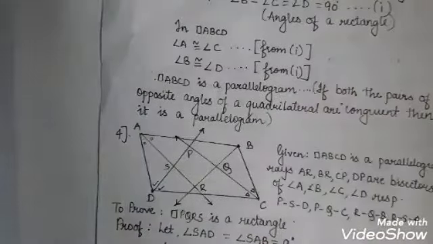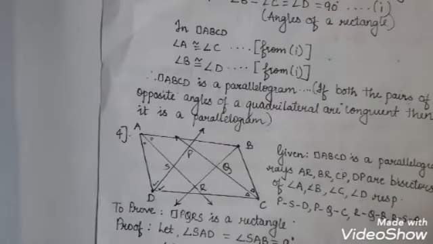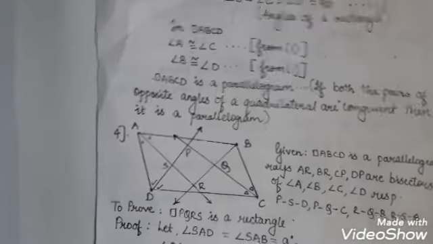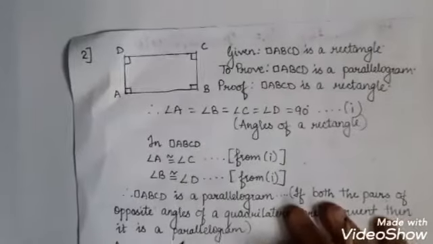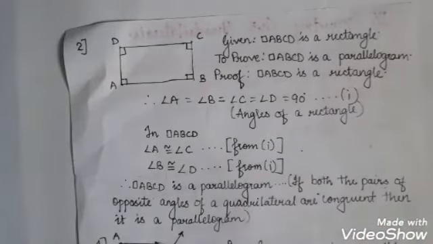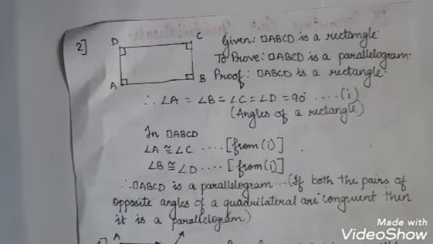Let's see the second sum. Using the opposite angle test for parallelogram, prove that every rectangle is a parallelogram. Now what is given? Sorry, they have given us that a quadrilateral is a rectangle and we have to prove that a rectangle is a parallelogram. So ABCD is a given rectangle and I have to prove ABCD is a parallelogram. So I begin with the proof.